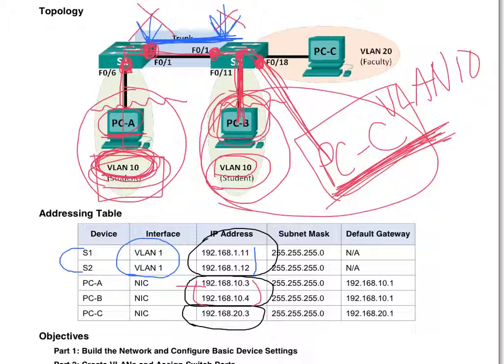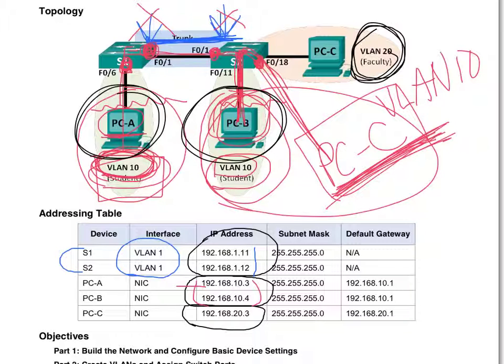Maybe I'm being oversimplistic, but then here, VLAN 20 cannot ping either one of these devices because they're not on the same VLAN, and also they're not on the same network. Any questions on that?